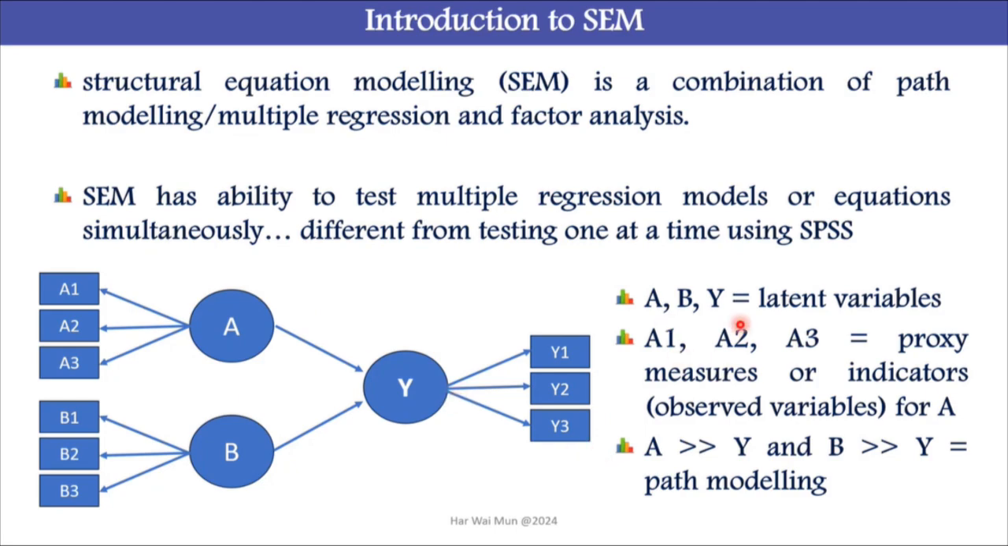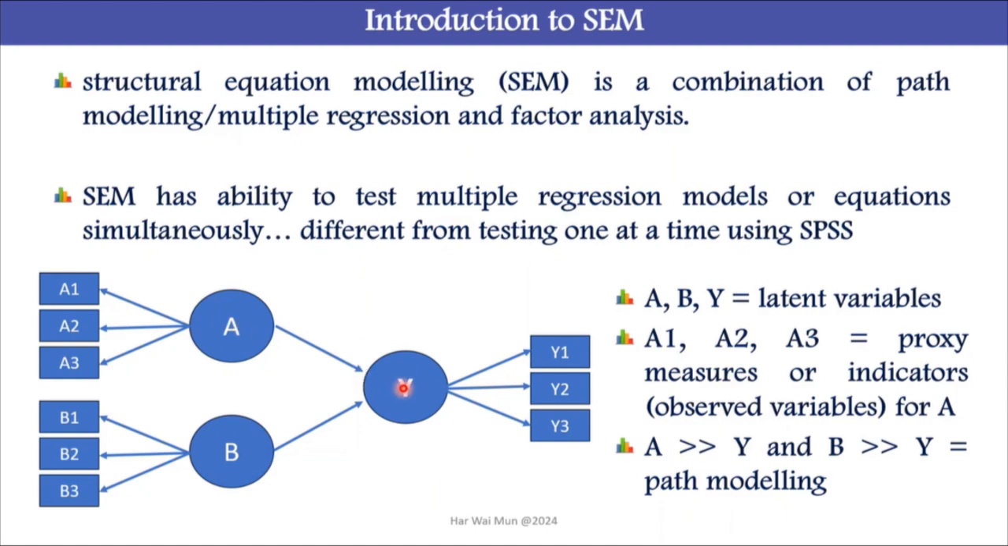So A, B, and Y we call latent variables. Then A1, A2, A3, as well as B1, B2, B3, and Y1, Y2, Y3 are called proxies, or sometimes indicators, or sometimes observed variables. A1, A2, A3 are the proxies or indicators for A. B1, B2, B3 are the proxies or indicators for B. Y1, Y2, Y3 are the proxies or indicators for Y. So the path modeling will be A to Y.